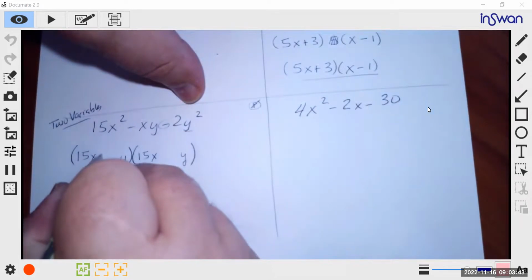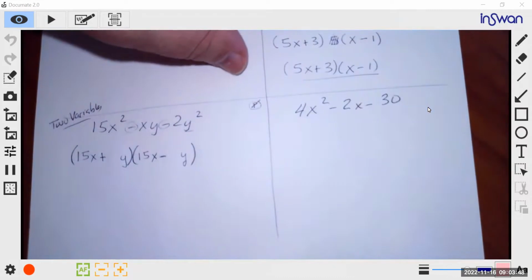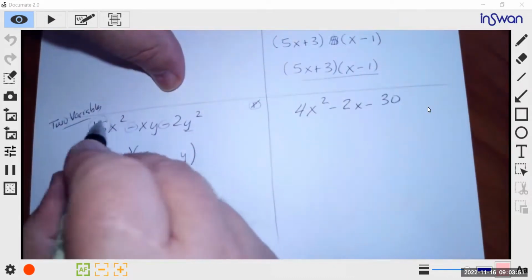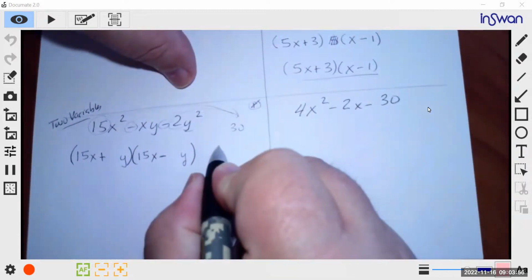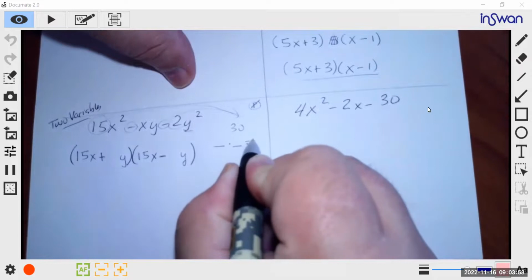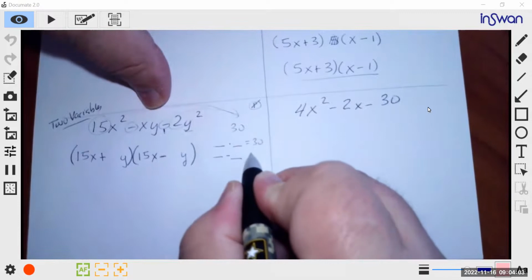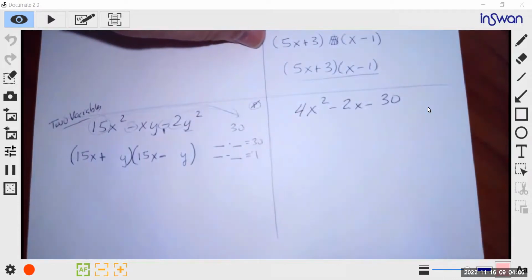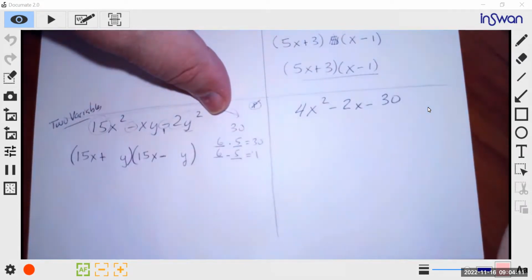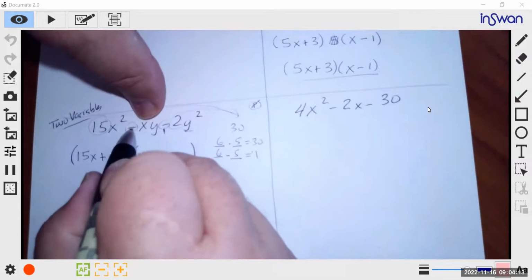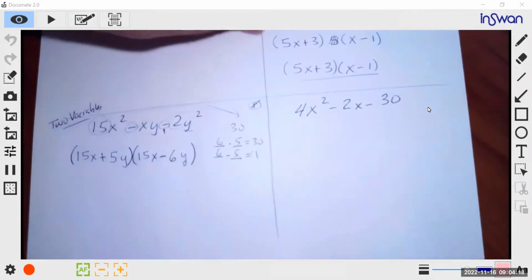Opposite signs, one's plus, one's minus, and the bigger number will get the negative. 15 times 2 is 30. What times what is 30? When I subtract them, I get 1. 6 times 5, 6 minus 5. Since the first sign is a negative, the 6 gets the negative, and the 5 gets the positive.